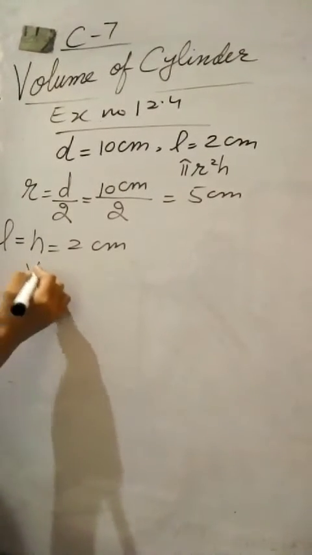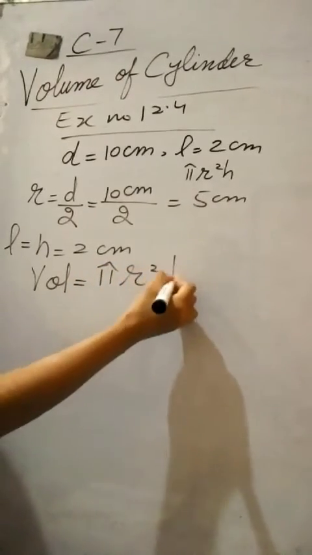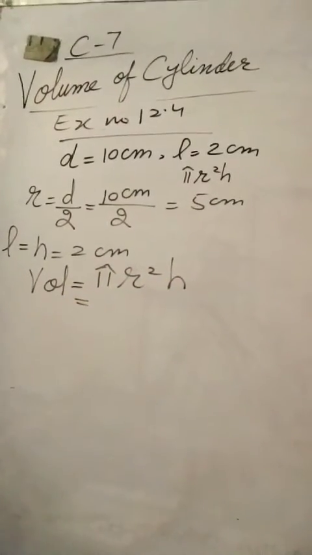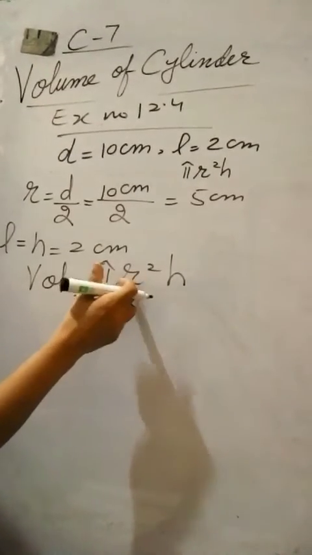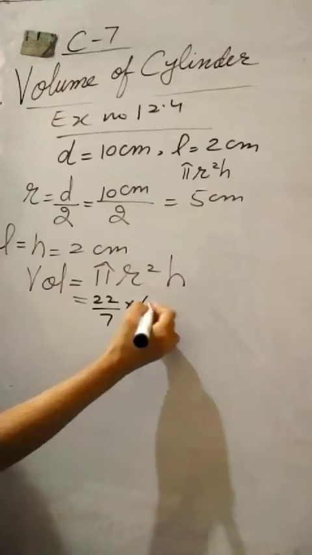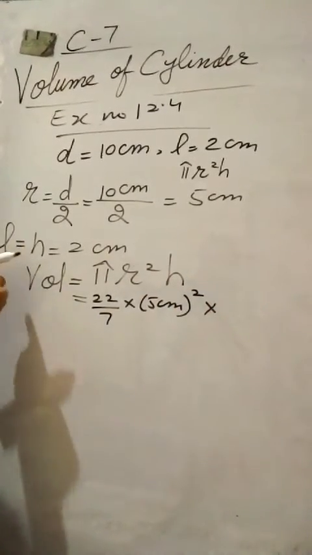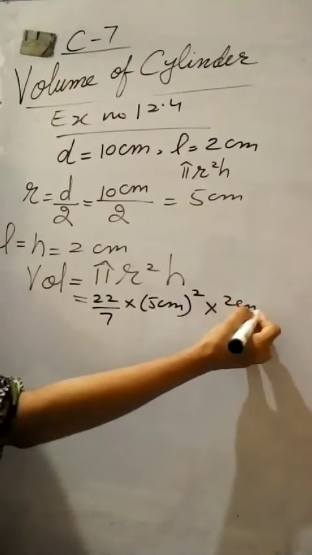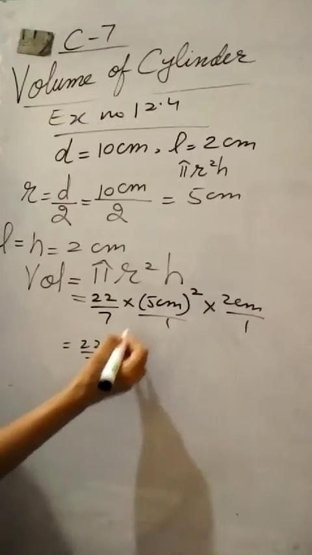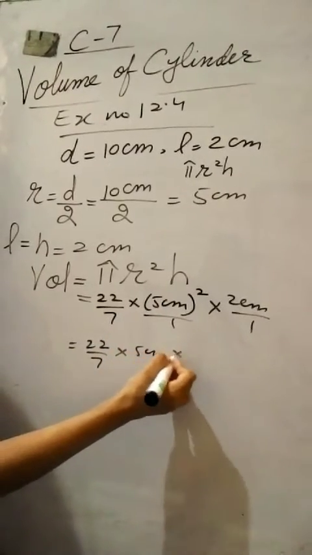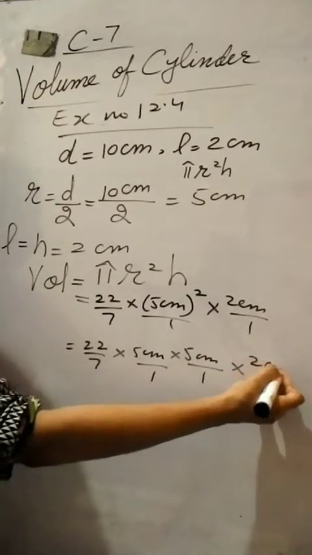Now put the formula. Volume is pi r square h. Now you need to put the values. 22/7 and r value is 5 centimeter square, written in bracket, and height, we can use length as a height, is 2 centimeter. 1 as a denominator. Open all the values and brackets. 5 centimeter multiplied by 5 centimeter because we have radius square, and 2 centimeter.